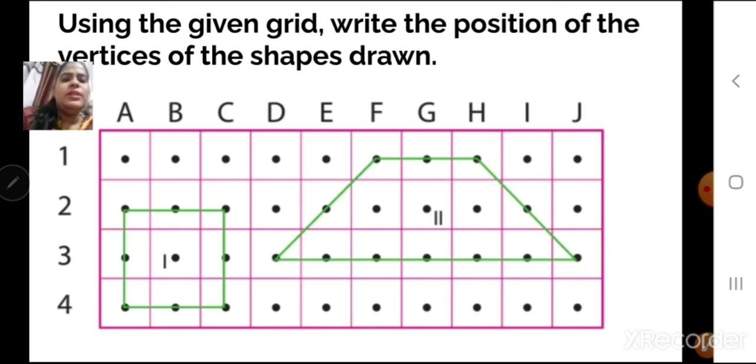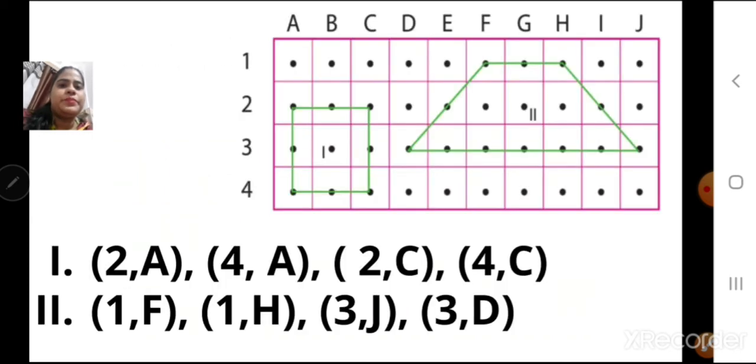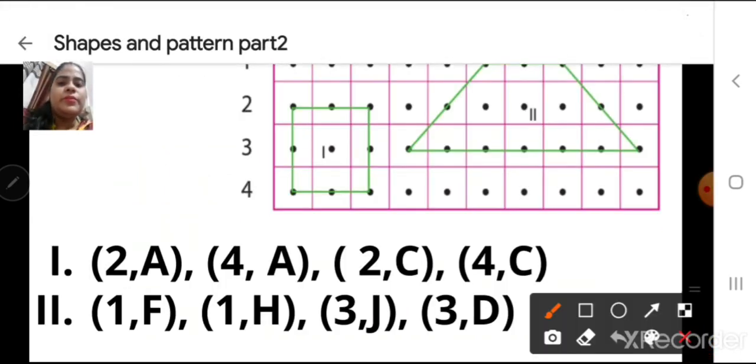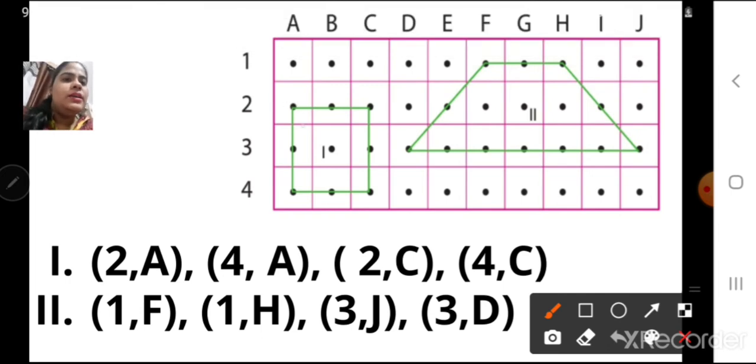Okay, now here you can see that this is a dot grid, and in that dot grid there are different figures. There are two figures given. We have to write down the position of the vertices of the given shapes. Okay, now the first one is, look, it is a square, the first one, correct?